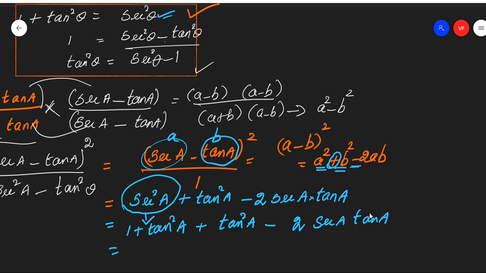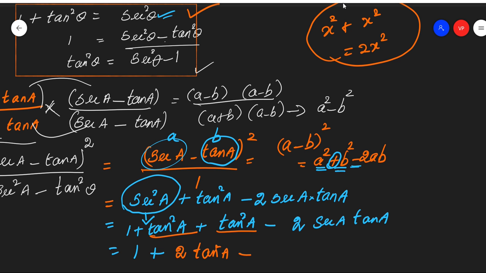So what do we get? 1 plus, we can add the tan squares. After adding we get 2 tan square A. How? x square plus x square, we write 2x square. Similarly the same process for tan theta. So this is minus 2 secant theta tan theta, and this is our RHS. Students, do you understand? This is a very simple problem, nothing difficult.